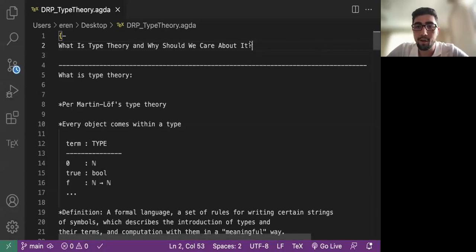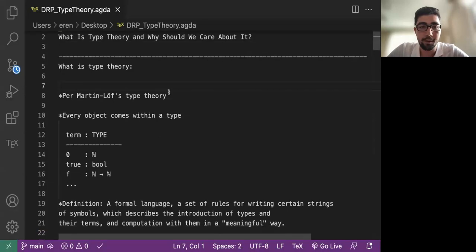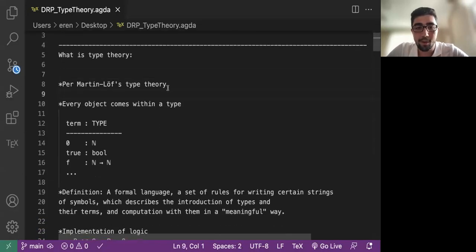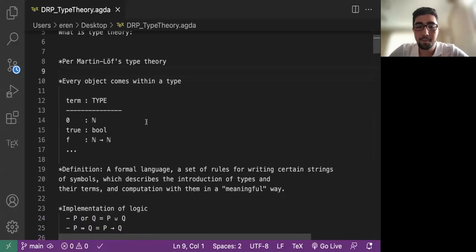What is type theory and why should we care about it? So firstly, what is type theory? There are lots of type theories, but we will mainly focus on Per Martin-Löf Type Theory. In type theory, every object comes within a type. We write it in that syntax. An element of a type is called a term in type theory. We use two dots here.